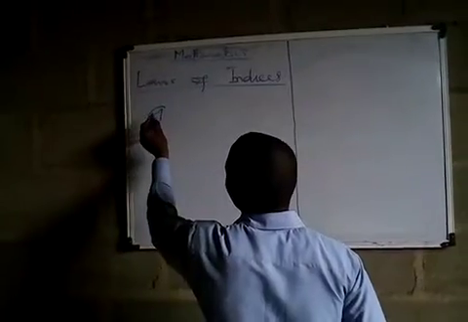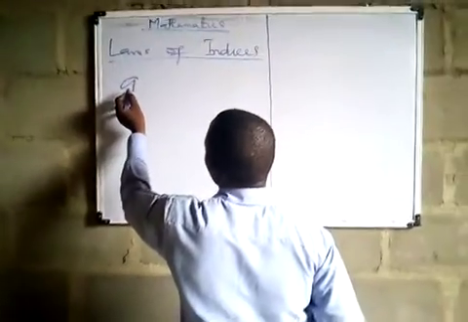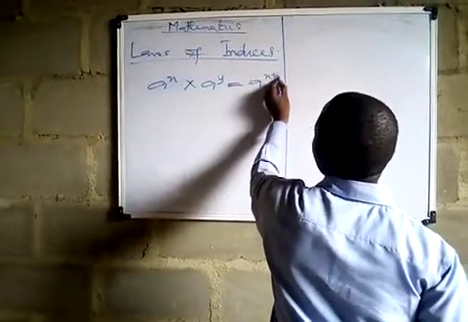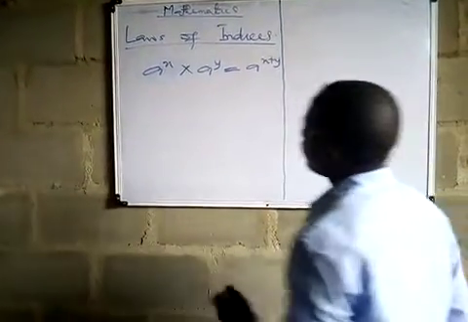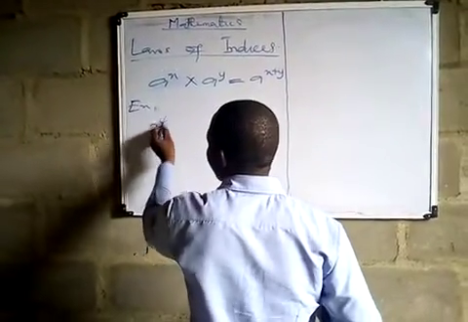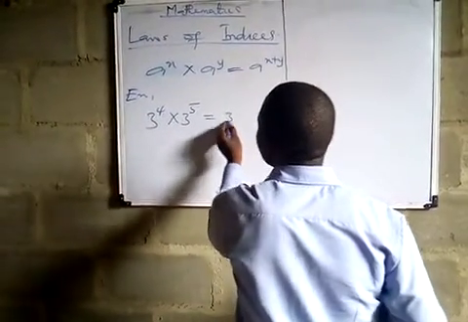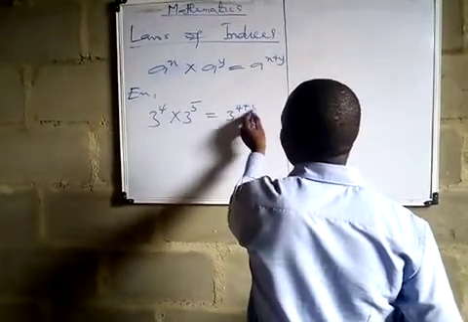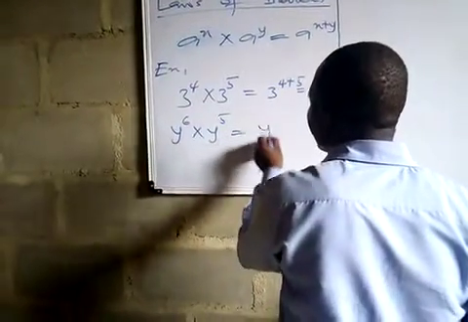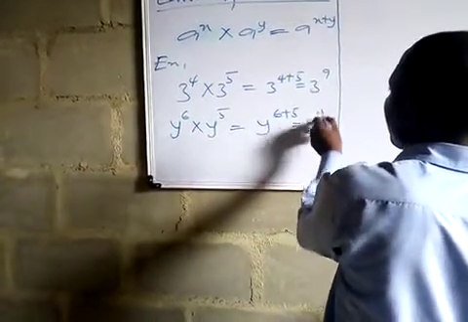If I have a raised to the power of x times a raised to the power of y, you have a raised to the power of x plus y. That's the first law. What if we have 3 raised to the power of 4 times 3 raised to the power of 5? That gives us 3 raised to the power of 4 plus 5, which is 3 raised to the power of 9. Likewise, y raised to the power of 6 times y raised to the power of 5 equals y raised to the power of 6 plus 5, which is y raised to the power of 11.